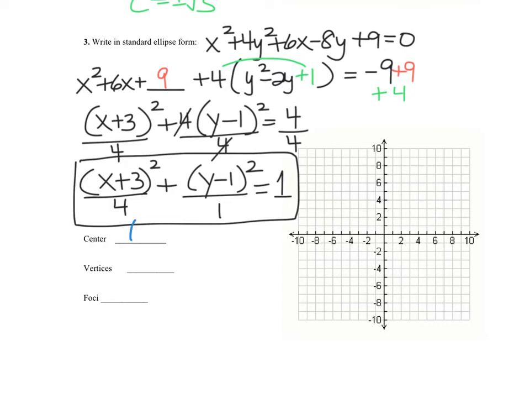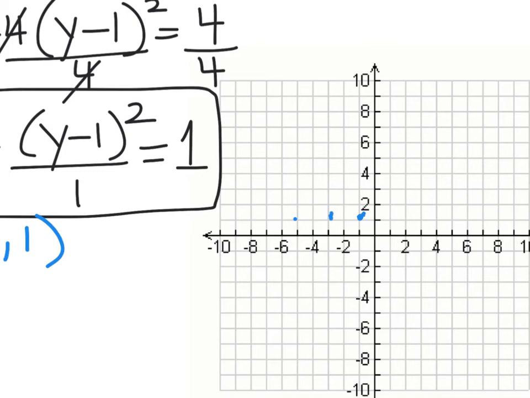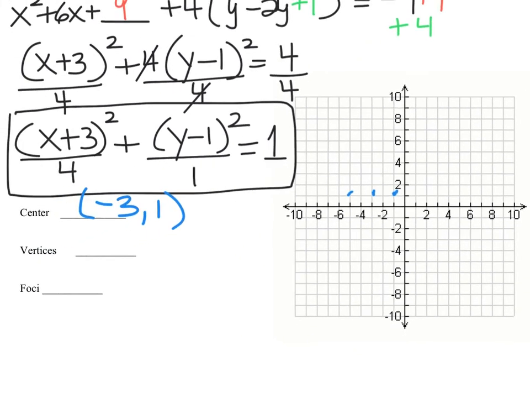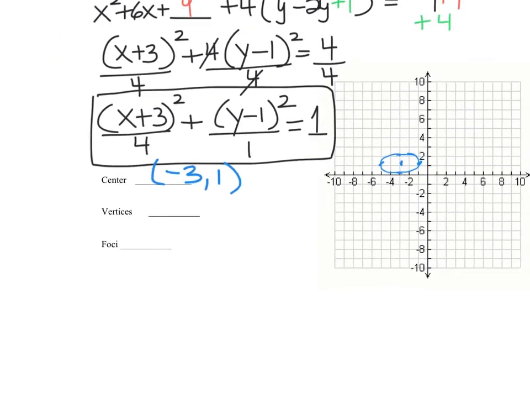All right, so the center is -3, 1. From the center, we're going to go a distance of 2 left and right, because it's the square root of 4. Those are going to be our vertices, because that's the longer axis. And then we go a distance up and down of 1. Kind of a smaller ellipse here. All right, so now let's answer the questions.